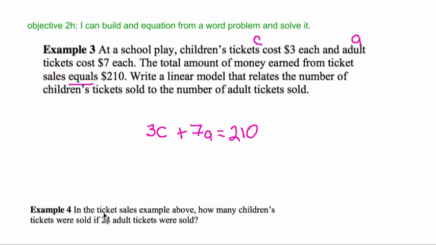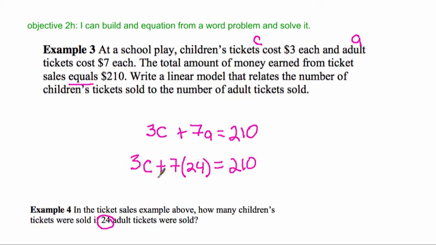Okay, in the ticket sales example above, how many children's tickets were sold if 24 adult tickets were sold? So now what we're going to do is we've found out how many adult tickets we have. It's 24. So we're actually going to plug in 24 and evaluate. So we have 3C. We still don't know how many children's tickets. Plus 7. We do know how many adult tickets. It's 24. Equals 210.